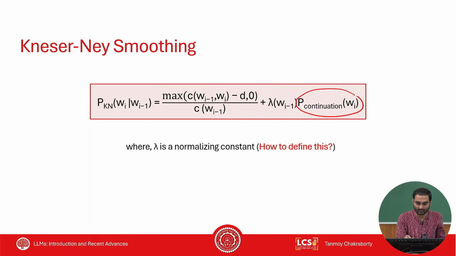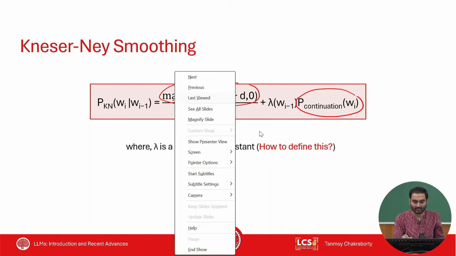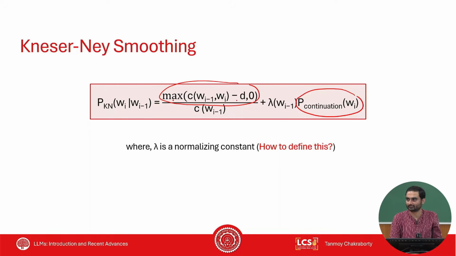And here, if you look at the numerator, what is this? This says max of count minus D. So D is the absolute discount, which was motivated by the previous one, 0.75. So the count minus this absolute discount D, comma 0, because it may happen that the number is negative. If the count is 0, then 0 minus, let's say D is 0.75, this will be negative. Should not be negative. So max of these two, by the count of unigram.